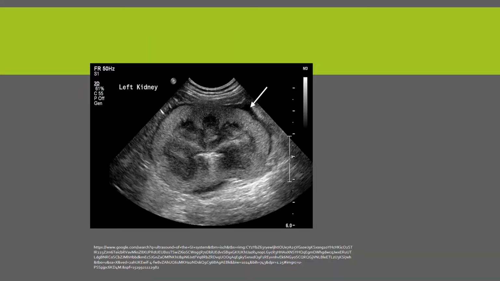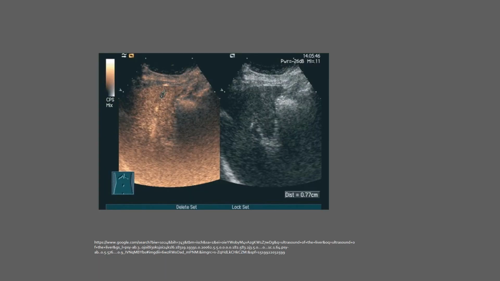And here there's something going on with the left kidney, nephrosis, I think that's what they said. The next one is a 76-year-old male with an 8mm lesion of the liver, which on my left you can see it. The one on the left is with contrast. You can see it a little bit better.